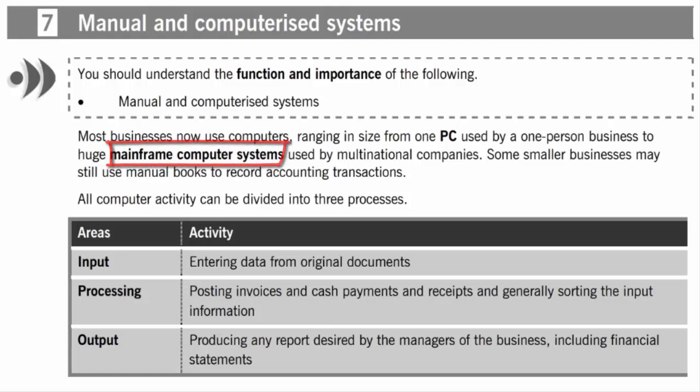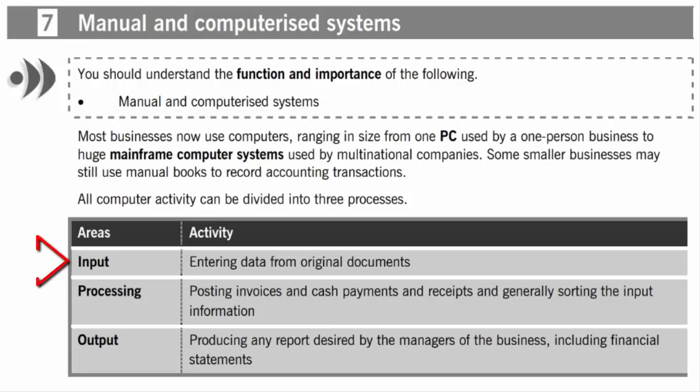But wait, not all businesses have gone digital. Some small businesses still use manual systems. That means they write everything by hand in notebooks or physical ledgers. Imagine that. So now let's understand how these systems actually work. All accounting systems, especially computerized ones, follow a three-step process.